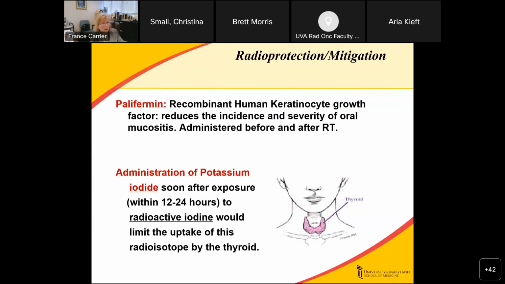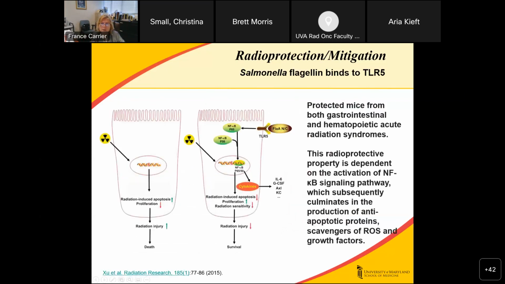Okay, so there are other radioprotection mitigation agents. One is palifermin, a human keratinocyte growth factor, which reduces the incidence and severity of mucositis, and can be administered before and after radiation therapy. Potassium iodide will be good to protect if you have radioactive iodine, so that would be something that has been ingested. If you're exposed to a dirty bomb, this would have no effect. It would be external radiation exposure. Even if you take as many pills of potassium iodide as you want, you'll have no benefit from this. But if there is some internal ingestion, you could use that to compete out the radioactive iodine.